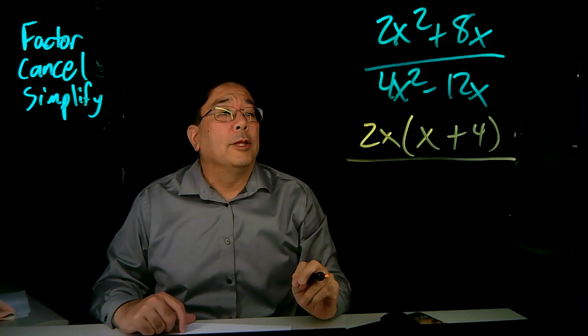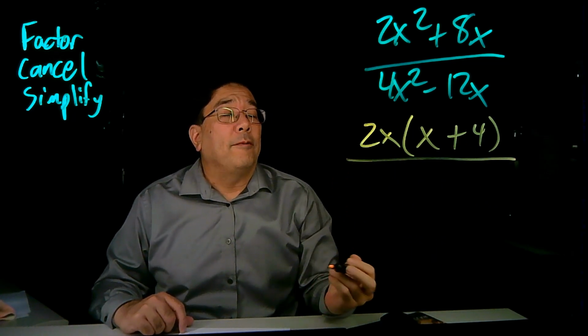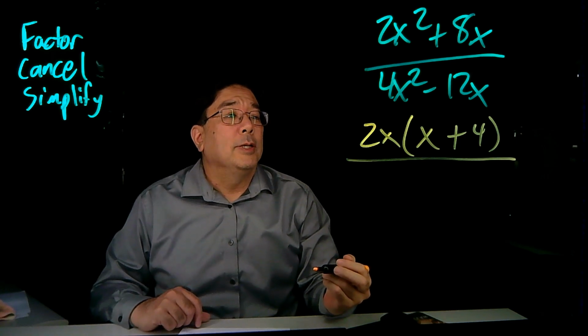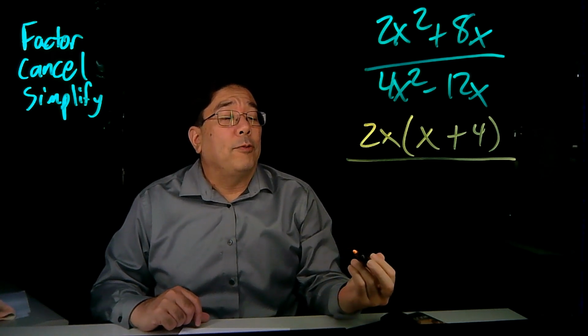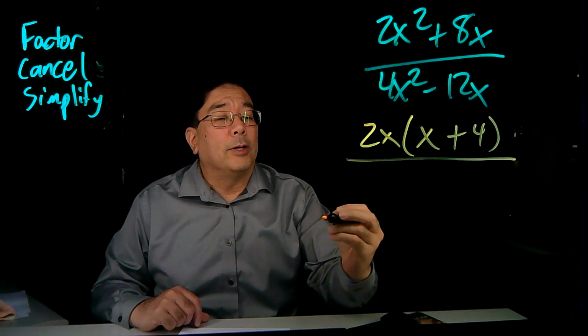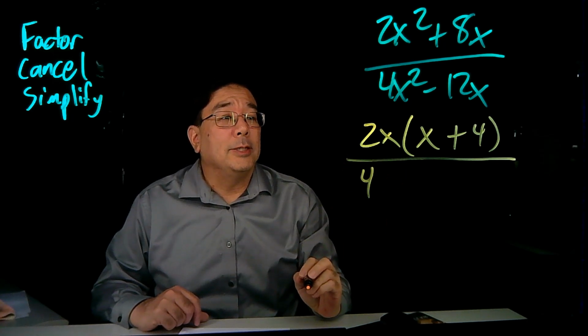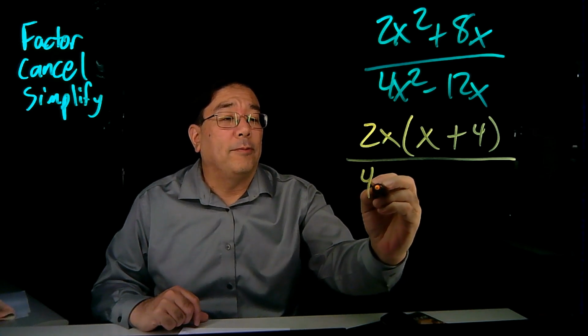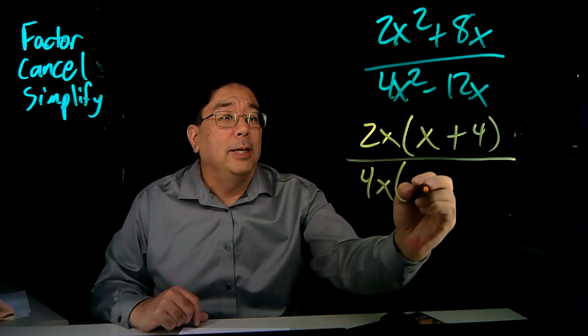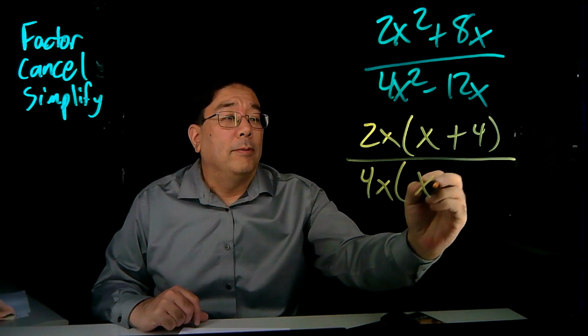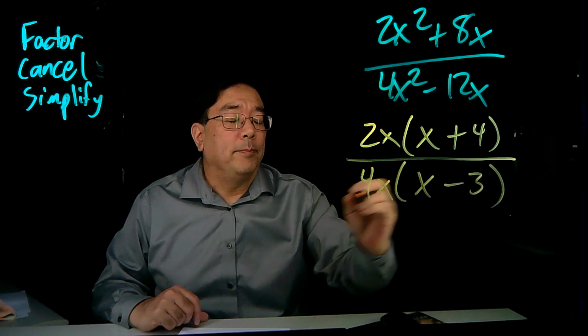And then on the bottom, for that 4x squared minus 12x, the 4 and 12 are both divisible by 4, so we could factor out the 4. And once again, they both have x's, and the lowest power of the x's is to the first, so I could factor out the x. And we'd have left over x minus 3.